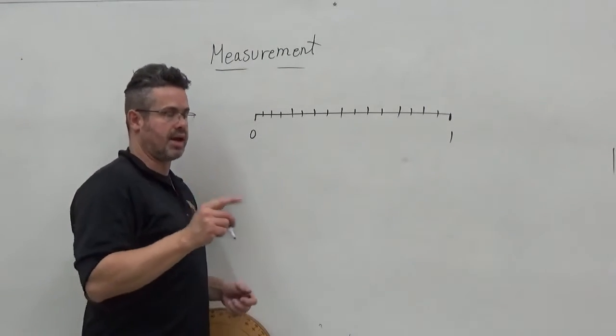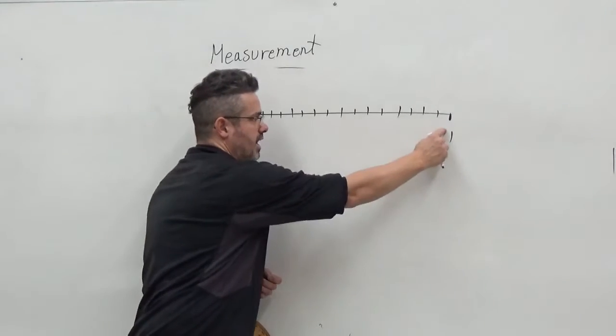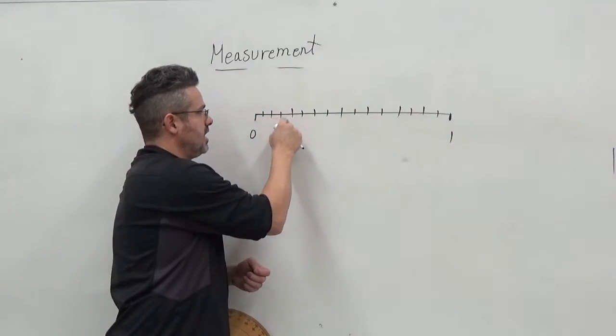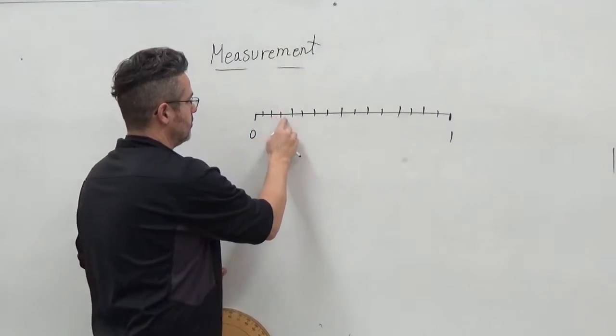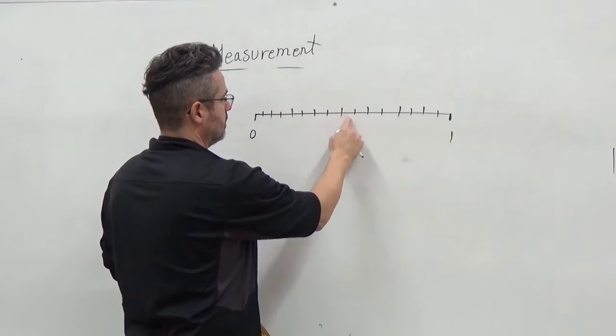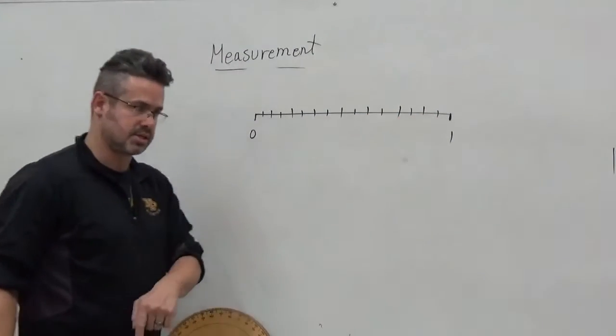Now, what does that mean? How many lines, how many dashes are there? There should be 17 dashes and 16 spaces. Okay? 1, 2, 3, 4, 5, 6, 7, 8, 9, 10, 11, 12, 13, 14, 15, 16 spaces.